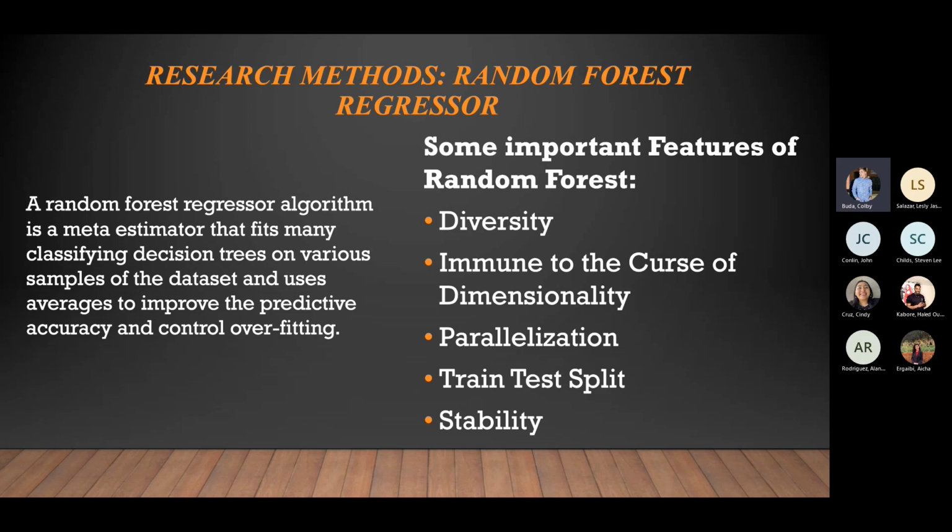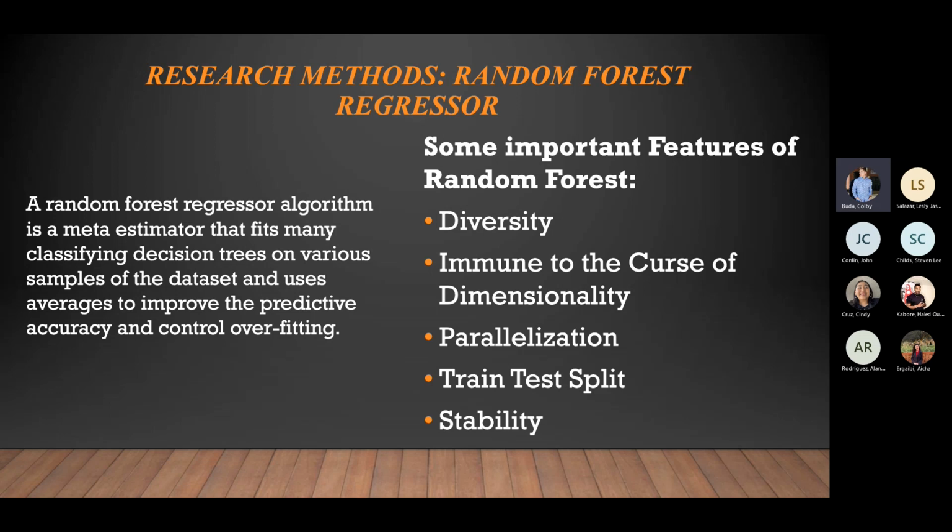Since each tree does not consider all the features, the feature space is reduced, which is helpful and easier to calculate with. The next, parallelization. Each tree is created independently out of different data and attributes. This means that we can have many different forests on the same single model.